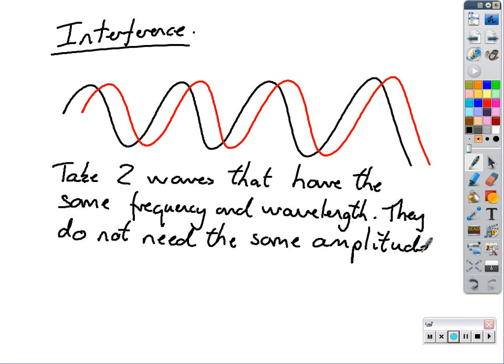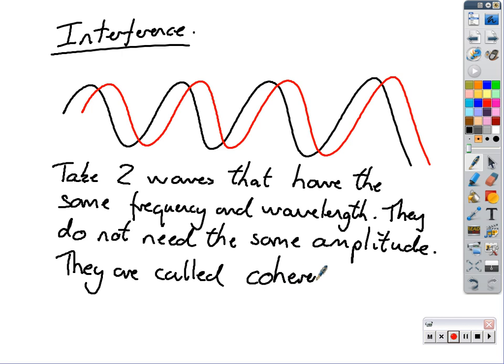And what we say is they are coherent. They are called coherent. Coherent means they have the same wavelength and the same frequency. And that's a word we have to remember. Coherent waves. It's in your notes on page 3.